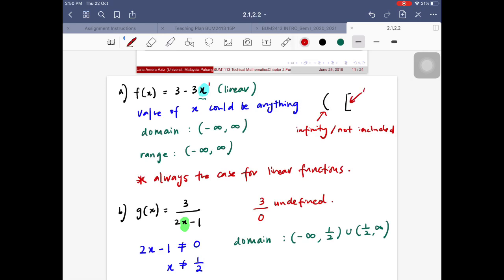But if I'm using a square bracket like this, it means that the value that goes after that is included. So if I have, for example, a bracket of 1, it means that 1 is one of the values that is included.